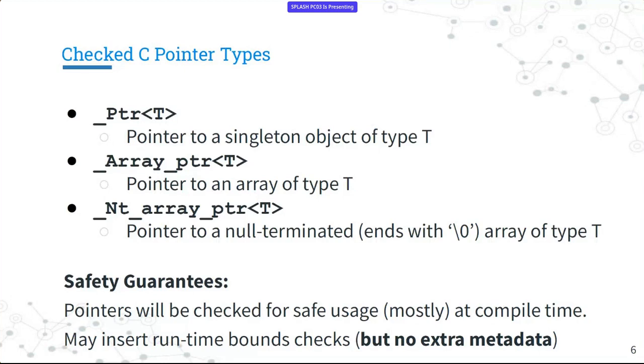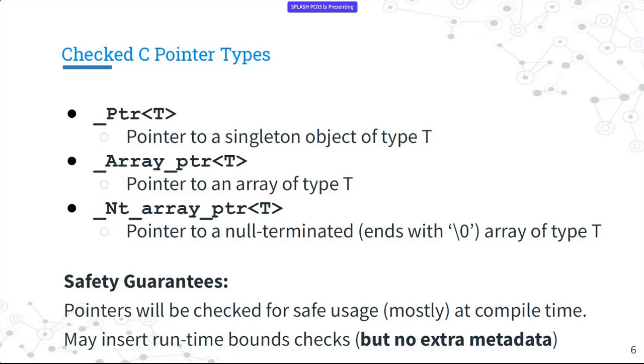Checked C provides 3 basic pointers, okay? Pointer, array pointer, and null-terminated array pointer. The pointer annotation says the corresponding variable is a pointer to an object of type T. Array pointer means it's a pointer to an array of type T. The null-terminated array pointer is the same as an array pointer, but the array is null terminated. Basically, at the end, you have a null byte.